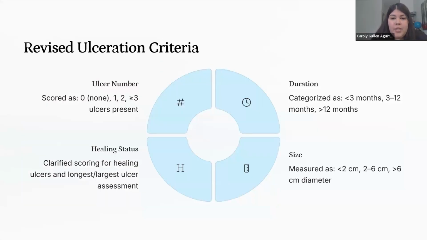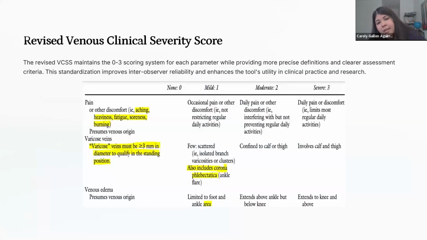The revised ulceration criteria goes also over the ulcer number: the score 0, 1 to 3 ulcers presence, the duration, less than 3 months, 3 to 12 months, more than 12 months, the size, less than 2, 2 to 6, more than 6, and the healing status. They clarified the scorings for healing ulcers and longer and larger ulcer assessment. So that is pretty much what was added and highlighted in the VCSS.